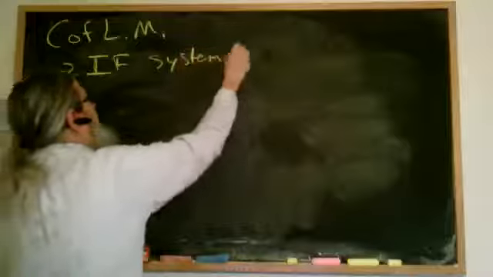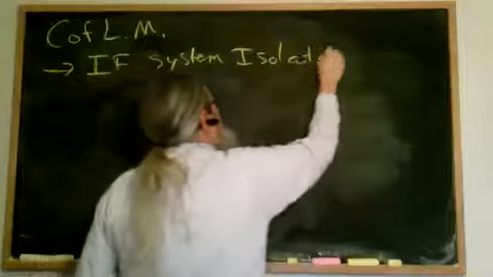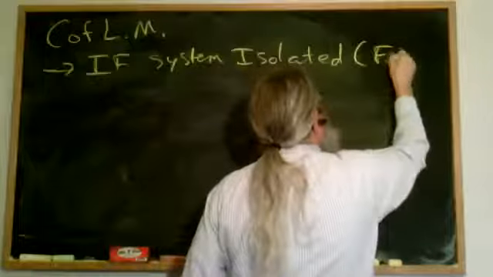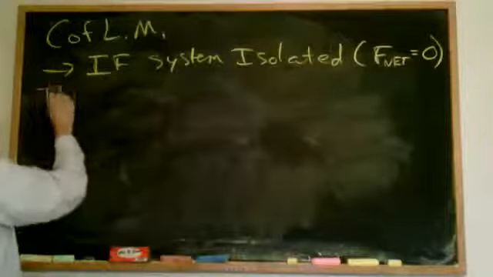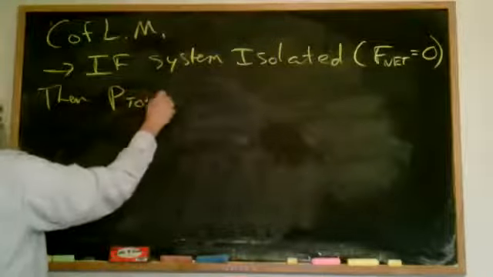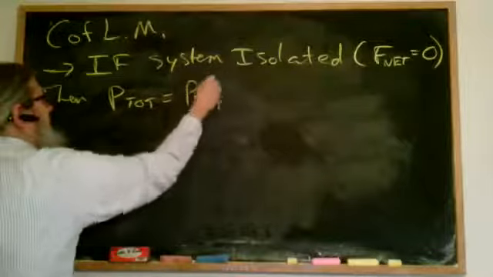The next thing I want to talk about today is just a quick context of conservation of linear momentum. And remember, the key issue is that there's a condition. If the system is isolated, which is just code for the net force is equal to 0, then linear momentum is conserved. So then P tot is equal to P tot prime.